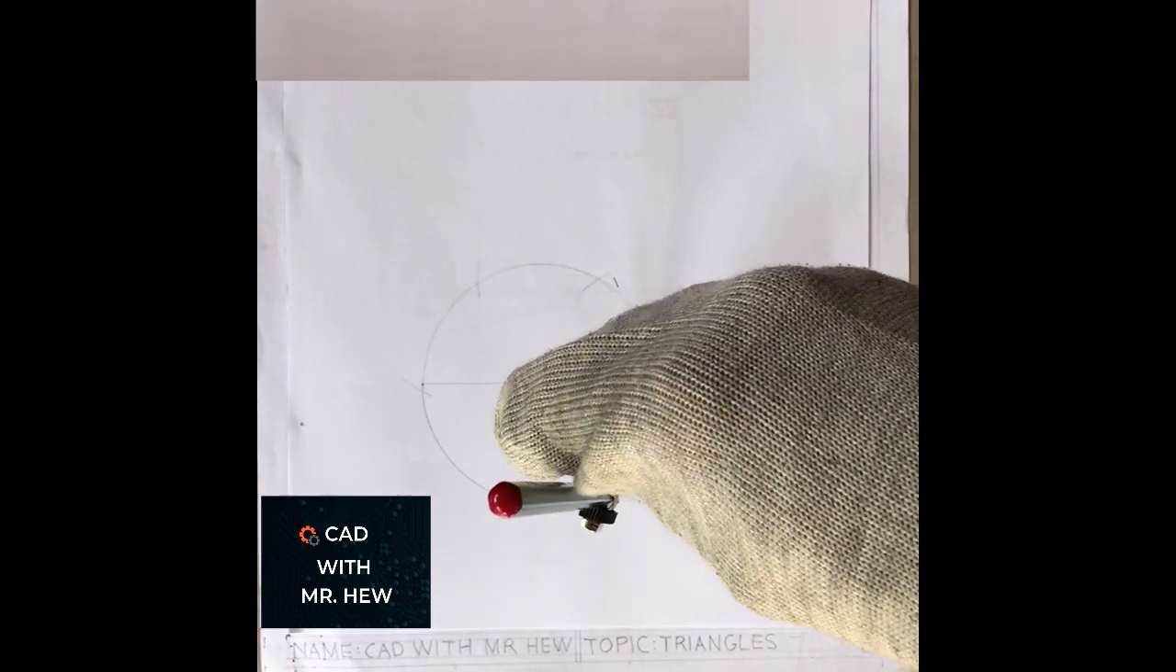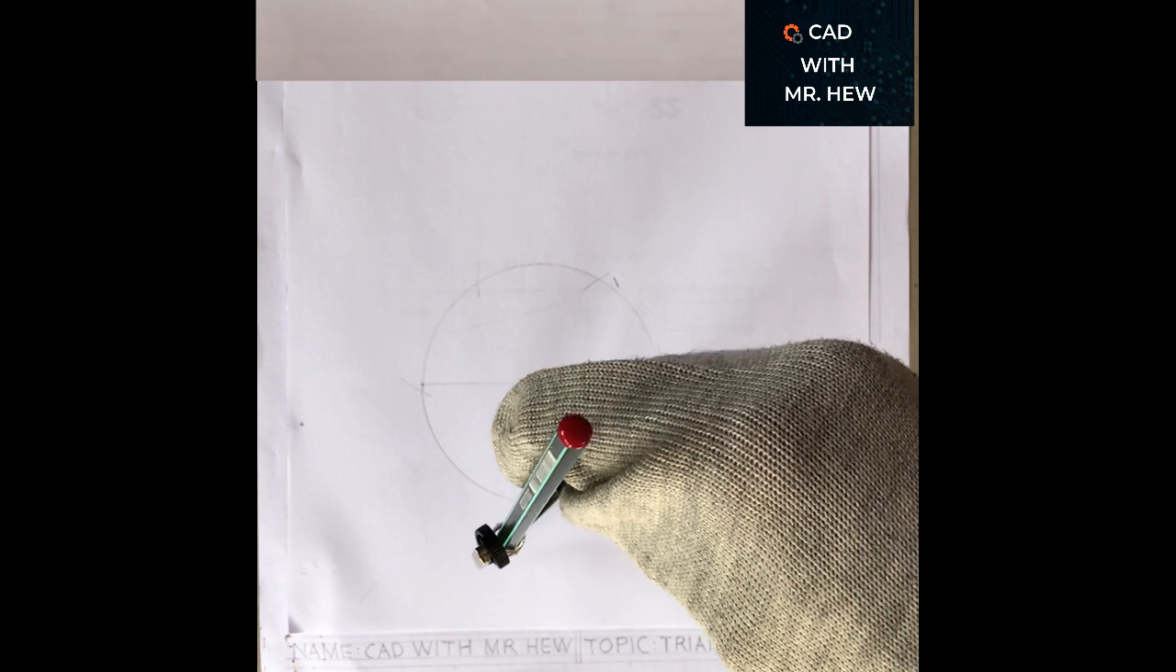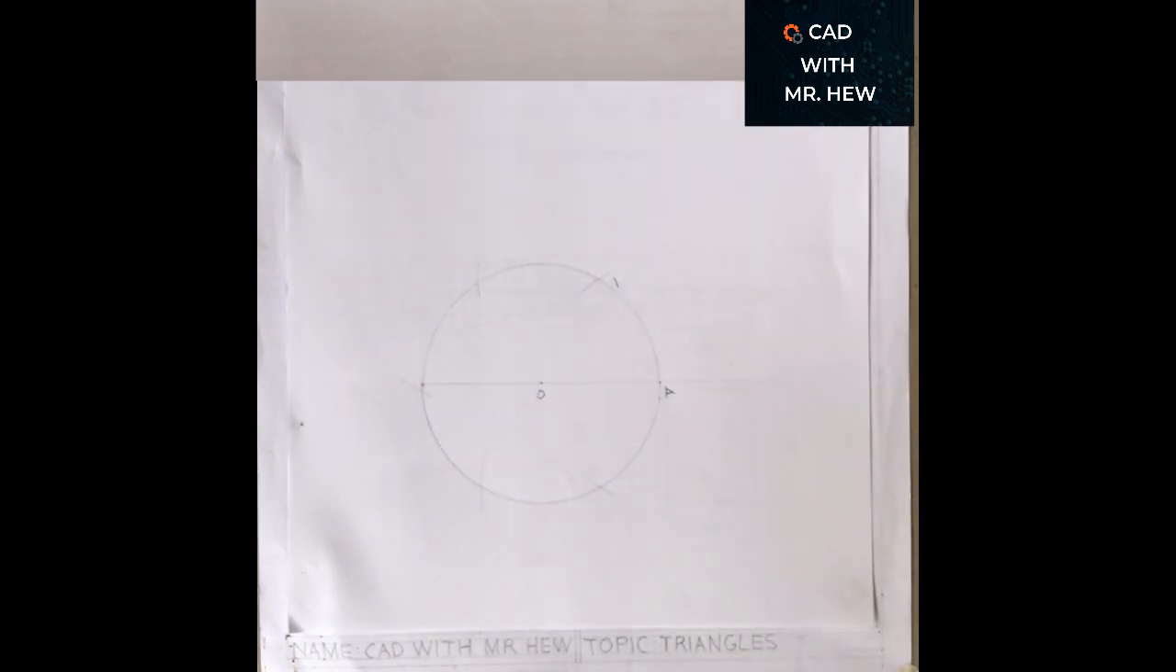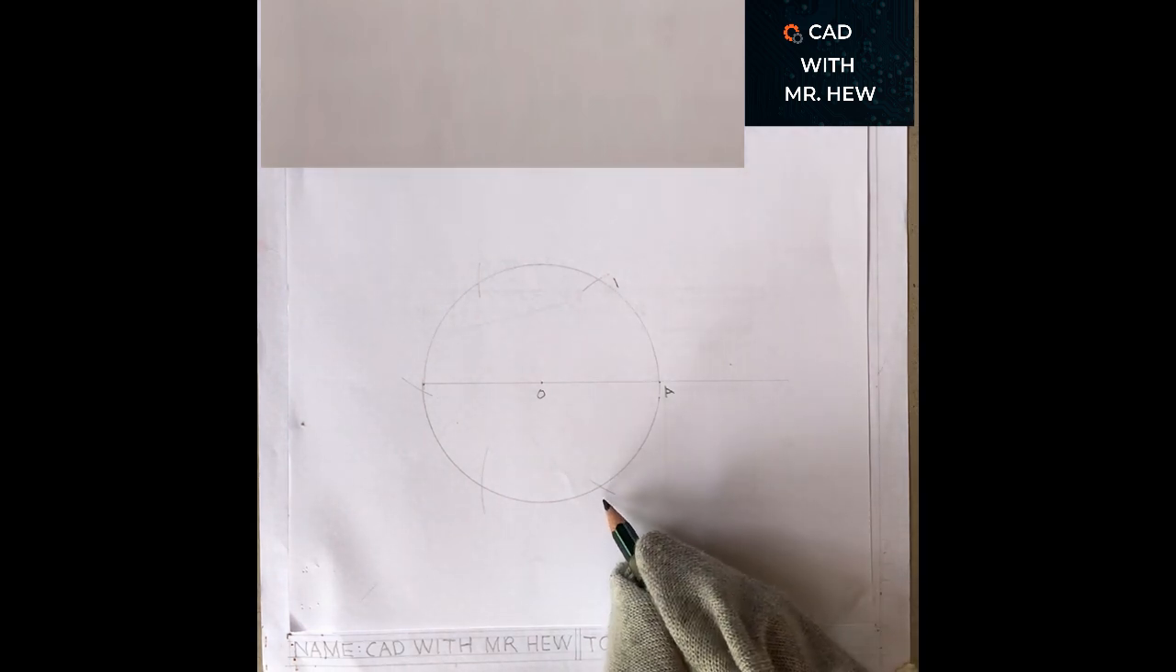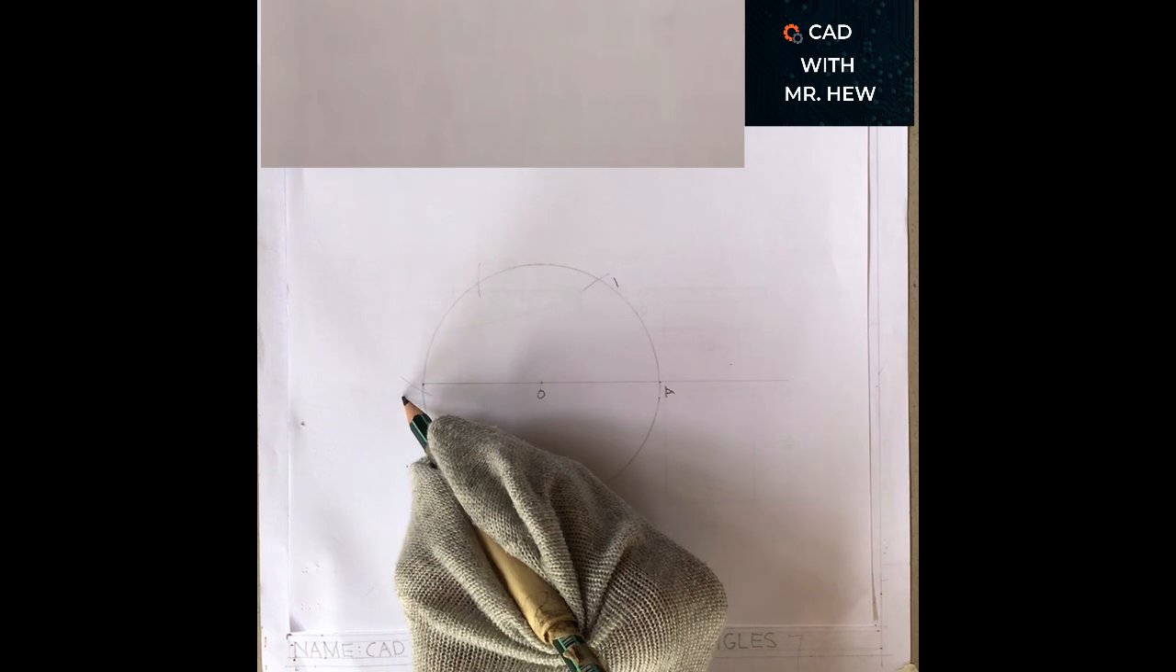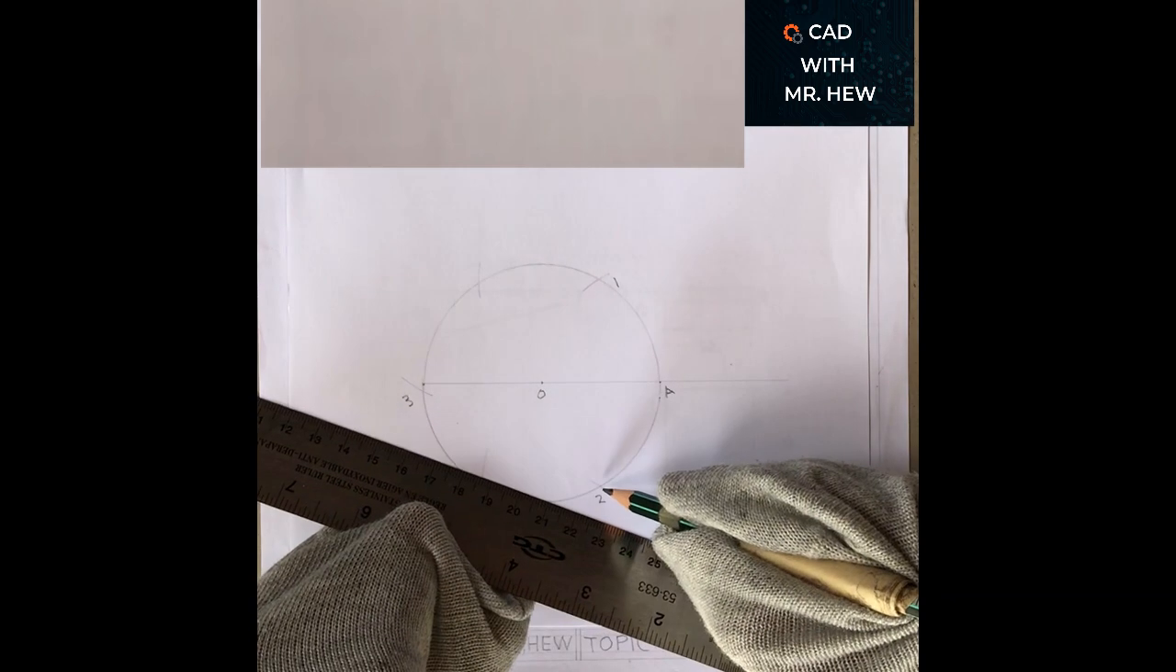Then from A, we're going to mark another arc. Where this arc intersects the circle, we're going to mark another arc. And all of these arcs were drawn with the radius of 4 centimeters. We're going to label this point 2 and 3.